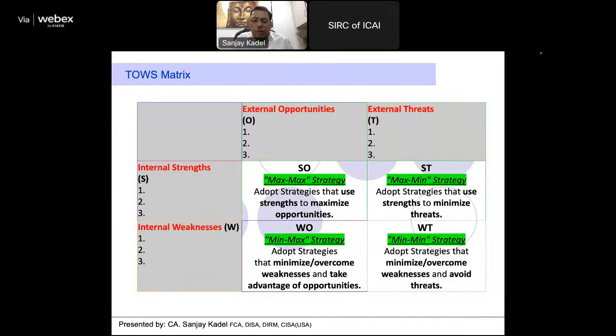You will observe that based on the SWOT analysis, making use of the strengths, weaknesses, opportunities, and threats, you arrived at four different strategic options: max-max strategy, max-min strategy, min-max strategy, and min-min strategy. This is a TOWS matrix. Hope it is interesting.